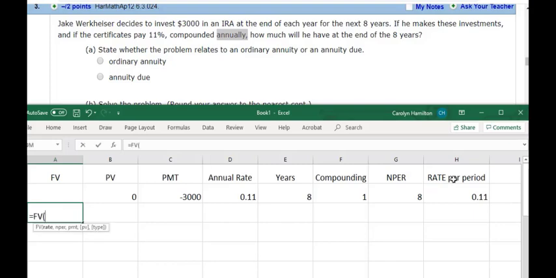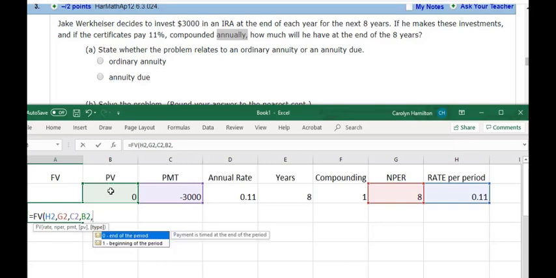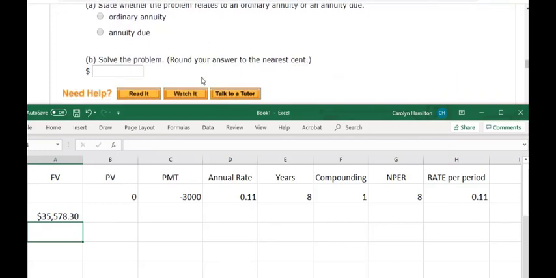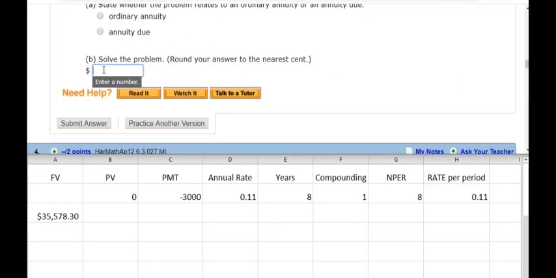Future value, 11%, 8 years, $3,000 payments, no lump sum to start it off, no seed money on this one. And the type, you can put 0 or ignore. Jake will have $35,578.